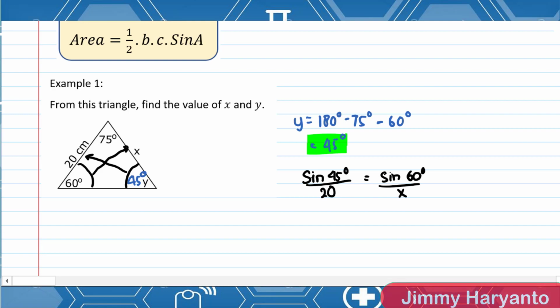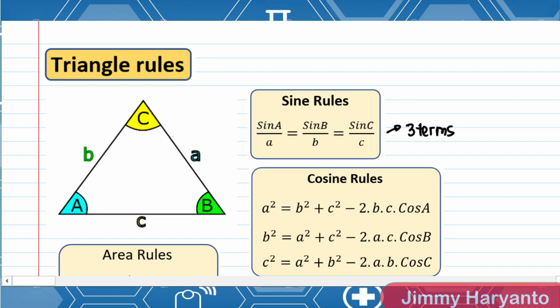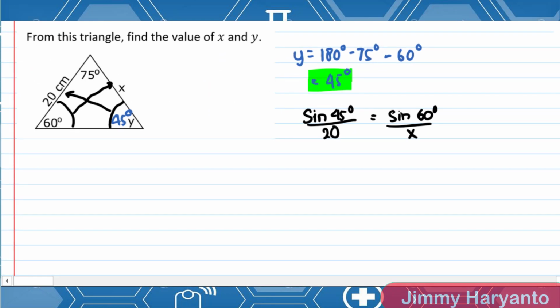This is the sine rule. Although the sine rule says three terms, there are three terms, you can only use two. You cannot use all of them. You have to choose two of them. So I only write like this, and then sine 45, you already know from your table: square root of 2 over 2, over 20 centimeters, equals square root of 3 over 2, over x.